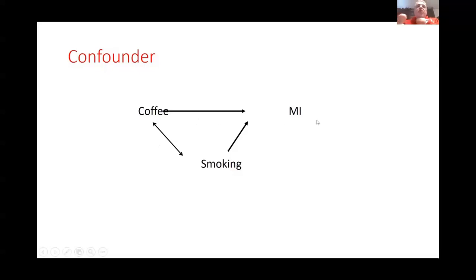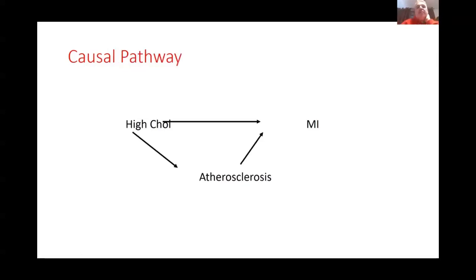Smoking affects MI, but smoking is not in the causal pathway between coffee and MI. So if we study the effect of coffee on MI without taking into consideration the smoking status of my patients, I'm really facing a confounder. Smoking will be considered a confounding factor between coffee and MI.